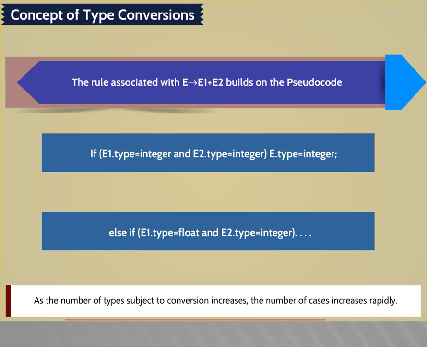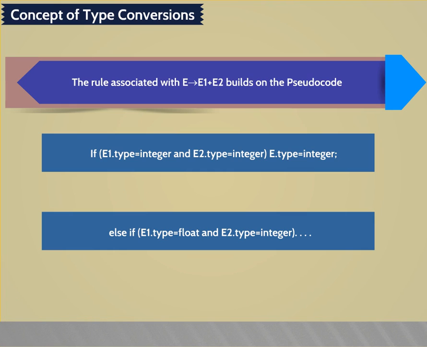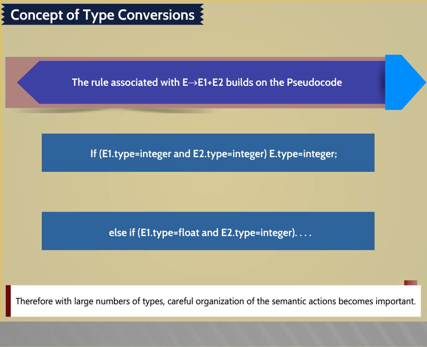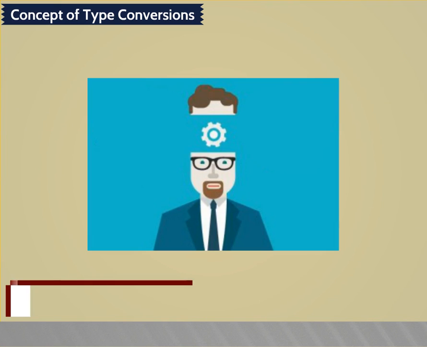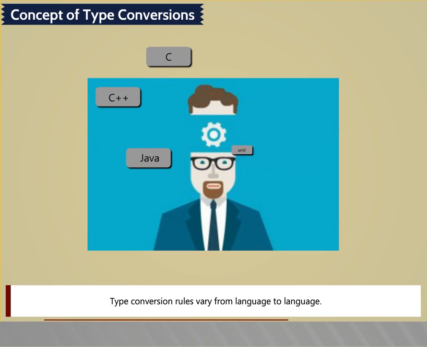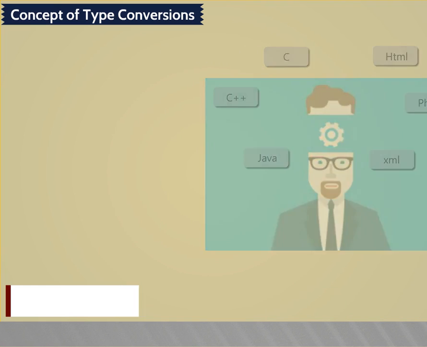As the number of types subject to conversion increases, the number of cases increases rapidly. Therefore, with large numbers of types, careful organization of the semantic actions becomes important. Type conversion rules vary from language to language.